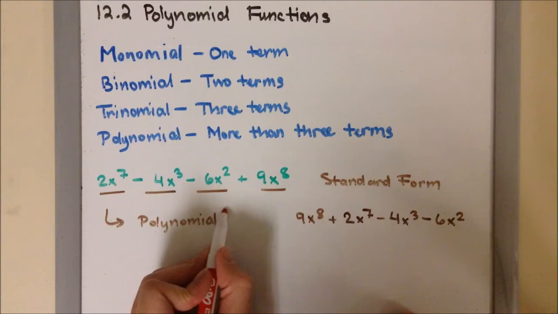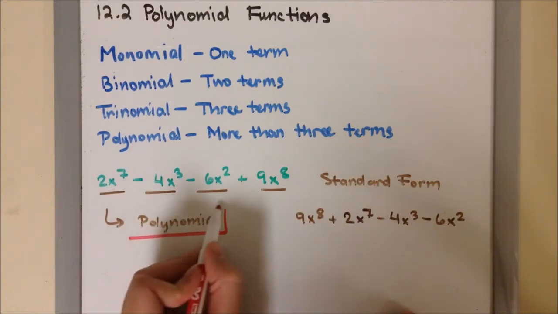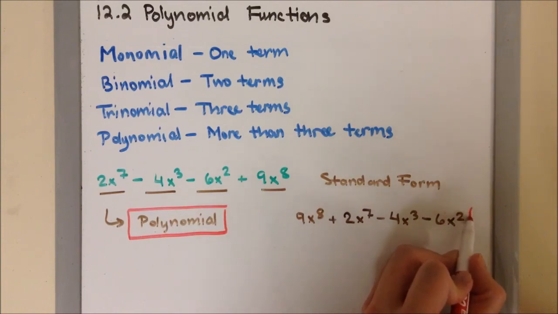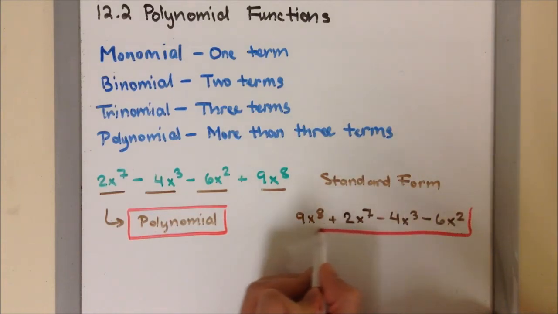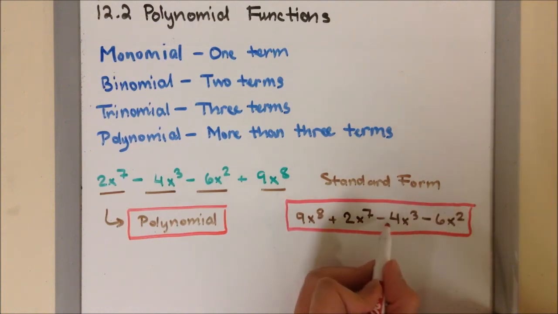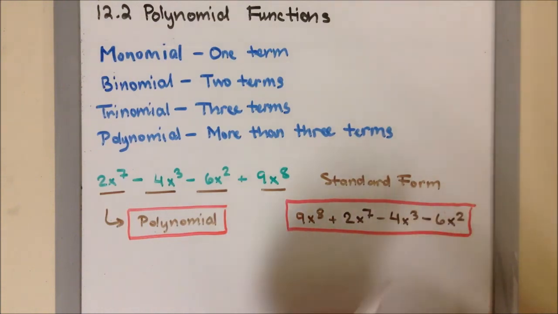So the type is polynomial because it was more than 3 terms. And then here's my standard form. 9x to the eighth power plus 2x to the seventh power minus 4x to the third minus 6x to the second. So that's our final answer.